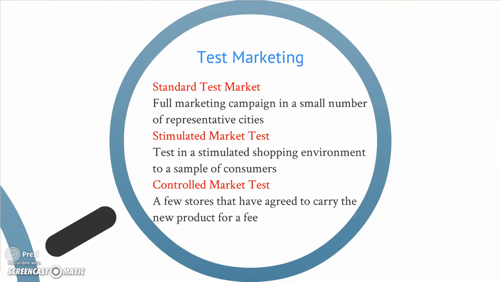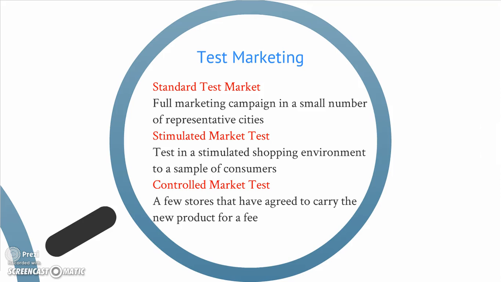And now I have a prototype and I have a few products manufactured by me, and this is where I will go in for test marketing. So there are three ways I can do it. One is the standard test market. I'll go for a full marketing campaign in a small number of representative cities. For example, say I will release the new masala powder in Chennai, Bangalore, Salem, Madurai, Dindigul. Then I'll see through that how the product is selling.